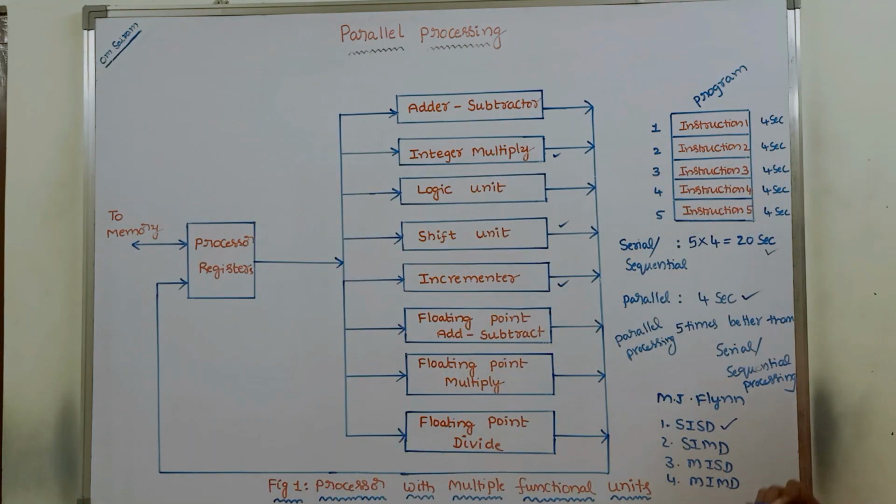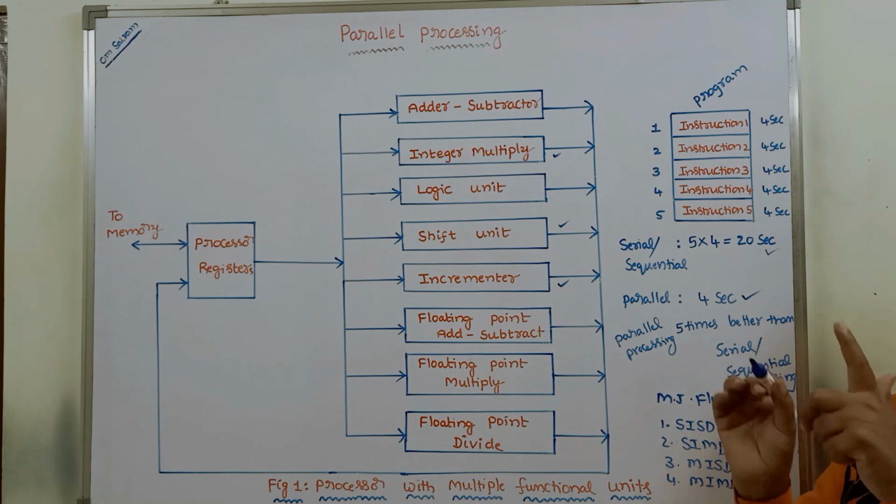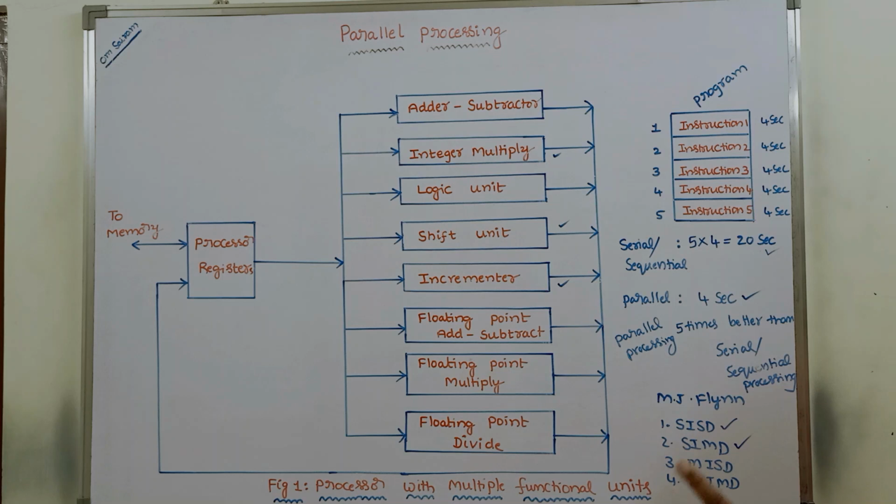SISD means single instruction stream, single data stream. Instruction stream is single and data stream is also single. Second one is SIMD, single instruction stream, multiple data streams. We are taking multiple data streams, but only a single instruction stream. Third one is MISD, multiple instruction streams, single data stream. So instruction streams are multiple, data stream is single. MIMD means multiple instruction streams, multiple data streams. Instruction streams are multiple and the data streams are multiple.